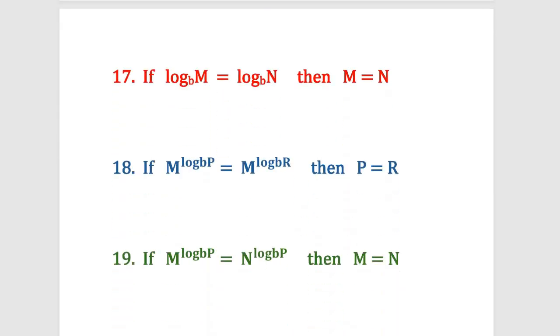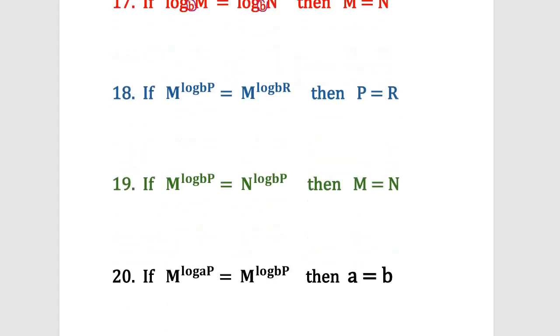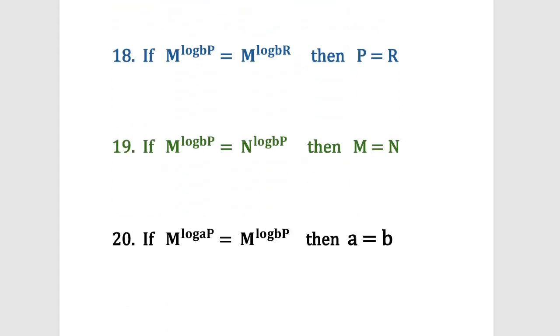Next, formula 17, if log b base m equals log b base n, then we have m equals n. In this case, both have log base b, so m and n can be equal. Formula number 18, if m to the power log base p equals m to the power log base r, then we can write p equals r. In this case, this m and m are equal. Also, the bases b are equal, so we can write p equals r.